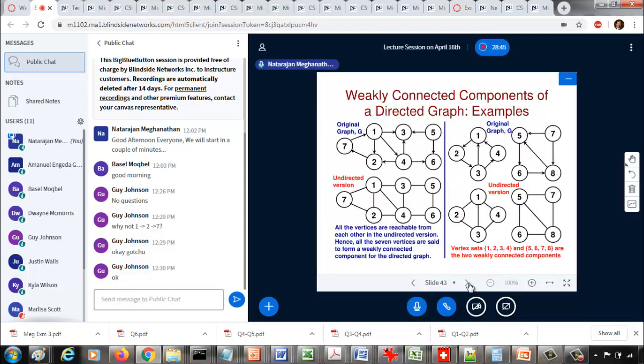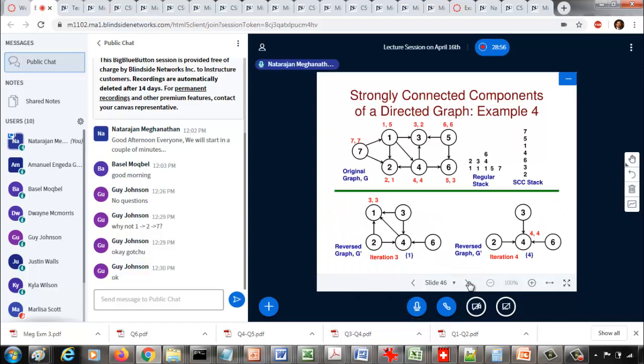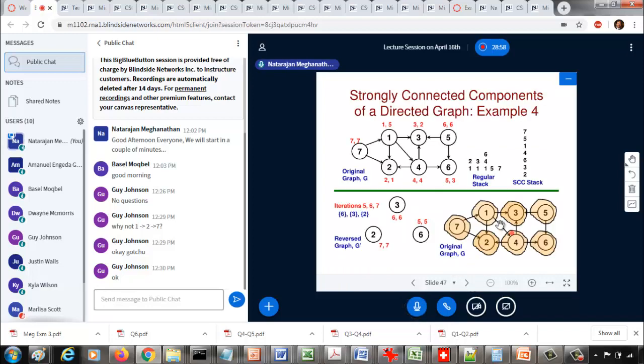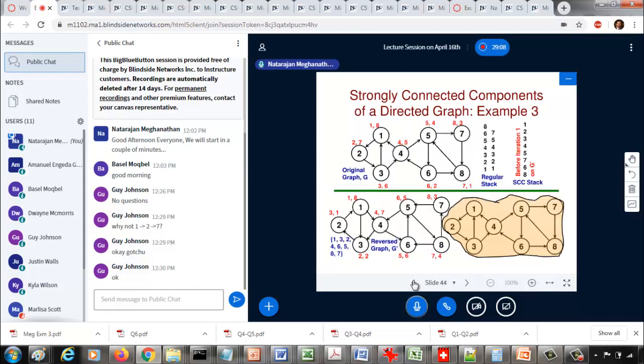Now you could have a graph where all the vertices are part of just one strongly connected component. So you could have something like this also, as well as something like this where each vertex is in its own strongly connected component. So all possibilities are there. Okay, so we'll go through these 4 examples to find strongly connected components.